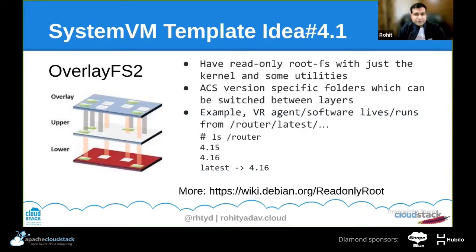So with that, we thought, okay, let's explore the idea of overlay-fs, where there's a concept of a lower and upper directory, where the lower directory in this case can be a read-only root fs. And the idea is that you would create a folder like /router in which you have different versions of CloudStack, in which you can put the router-specific code base. This is how Snap also works. There's more information on the Debian wiki on how we can have read-only root. So that's also an interesting idea worth exploring.